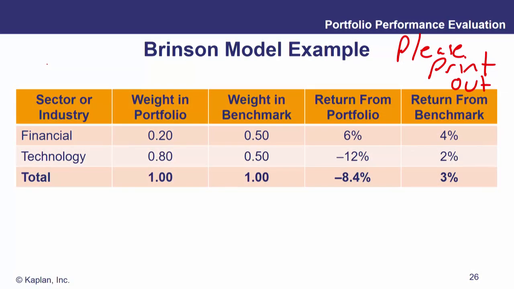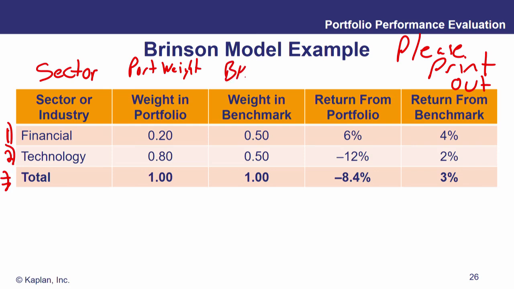Okay, so just like we did before, let's stop for a second and identify what we have. We've got sectors or industries. Here we've got finance and we've got tech. Okay, and then we have a total column on the bottom. Now this is the portfolio weight. This is the benchmark weight. Here we see the return from the portfolio, and here we see the return from the benchmark. Okay, so we know what we have going, and let's dig into it a little bit more.